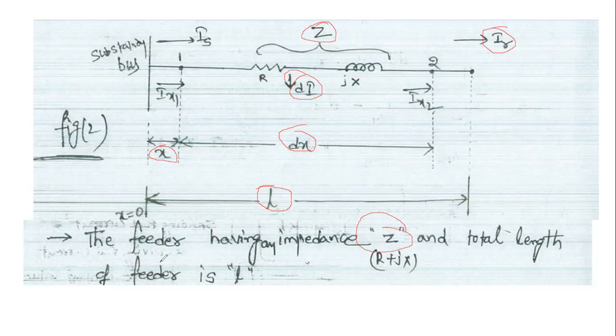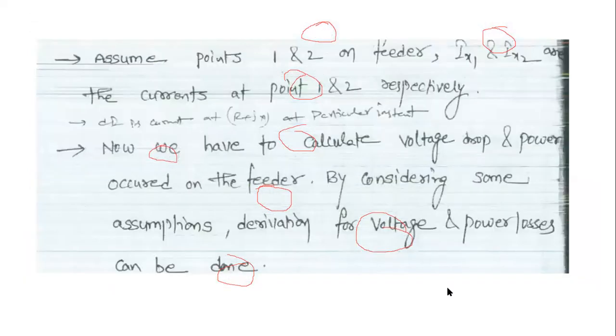The total length of the feeder is L, and the feeder has the impedance Z, that is R plus jX.